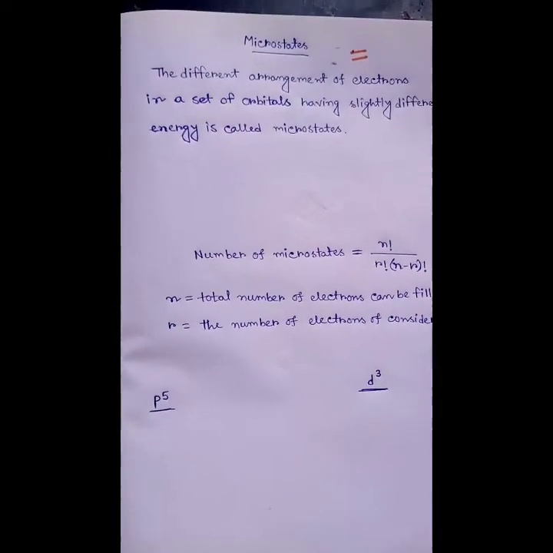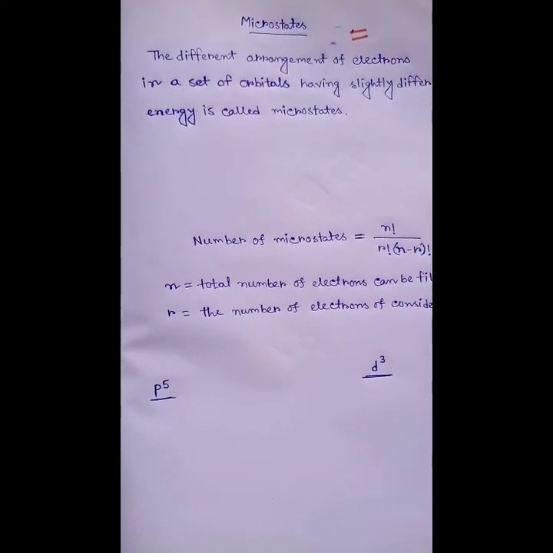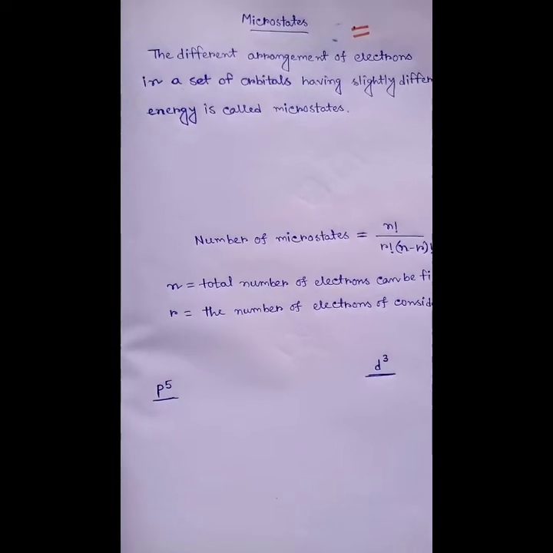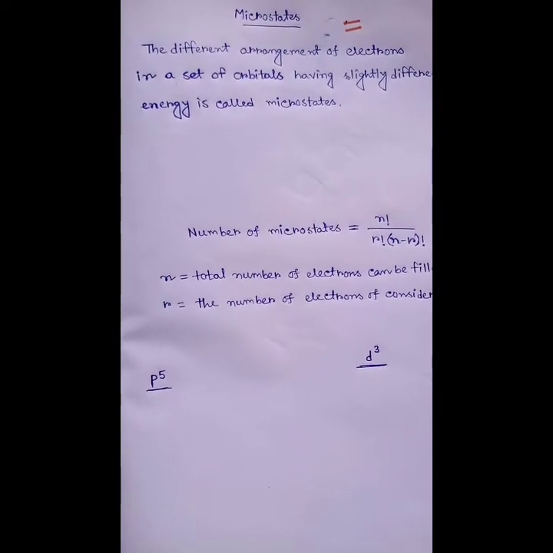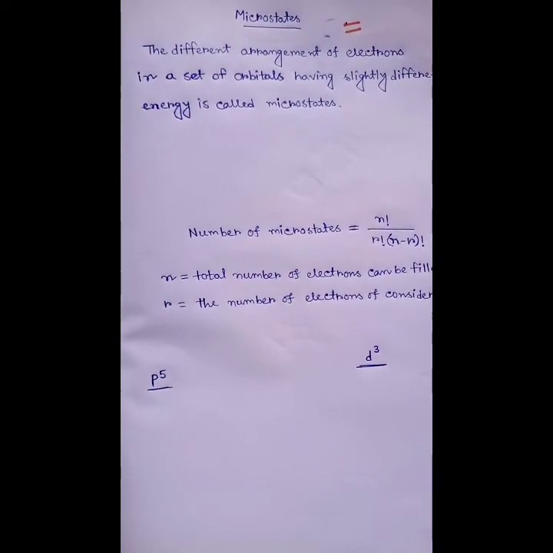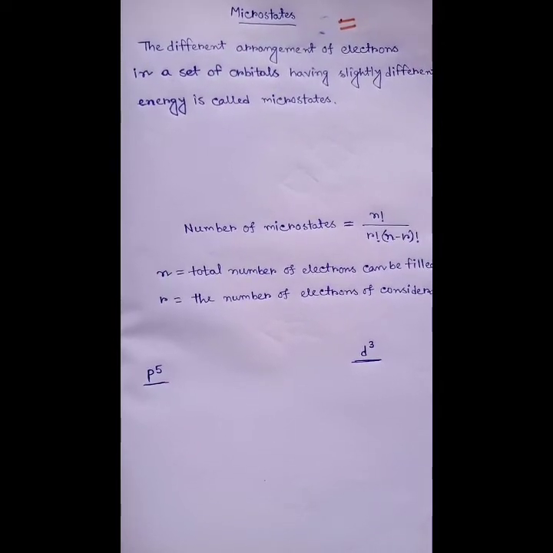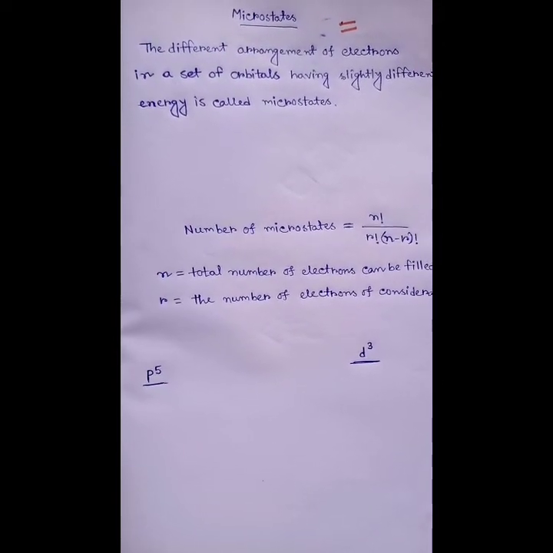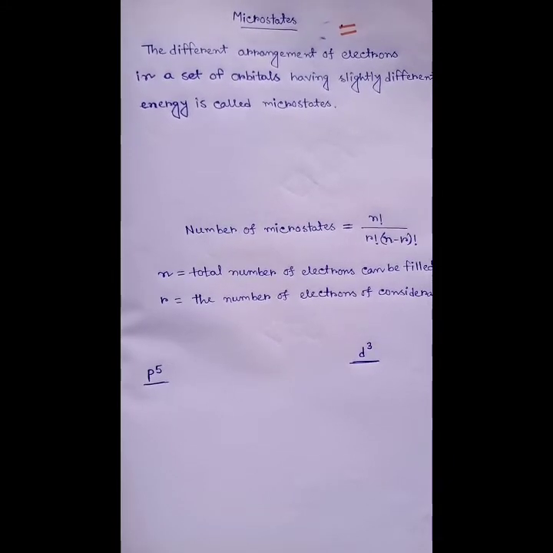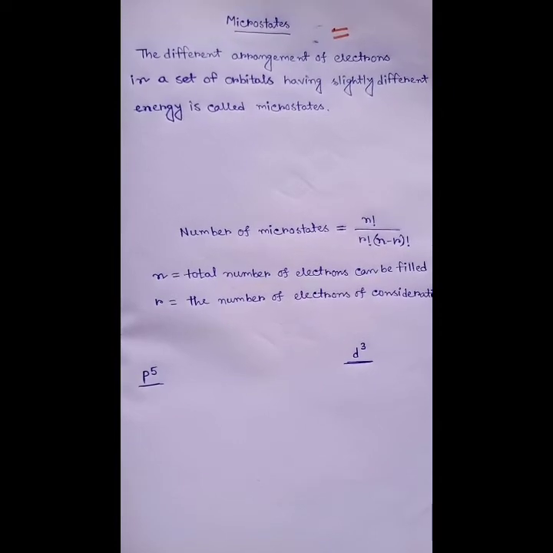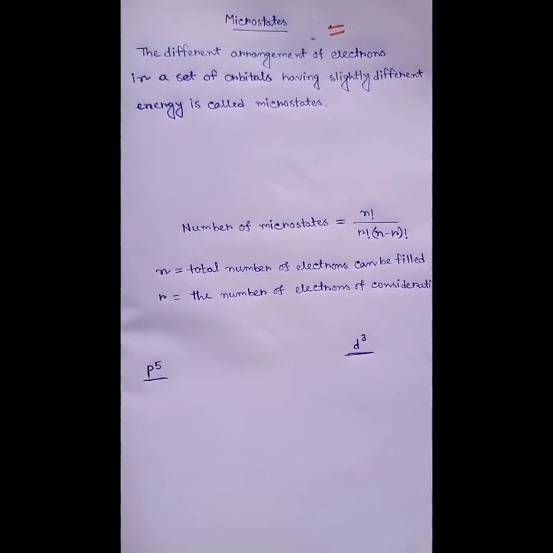So today I'm going to discuss how we can calculate the microstates of a particular electronic configuration. Okay, so before going to solve the number of microstates, I want to tell what microstates are. Microstates are the different arrangements of electrons in a set of orbitals having slightly different energy.